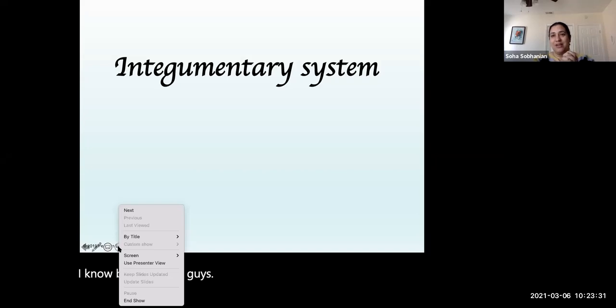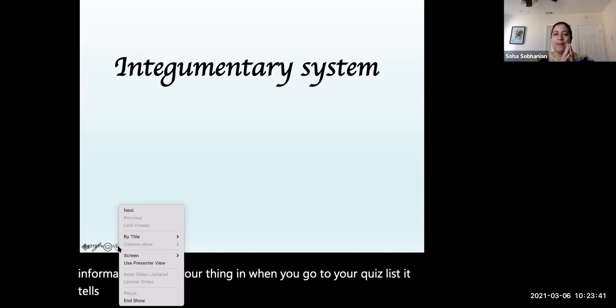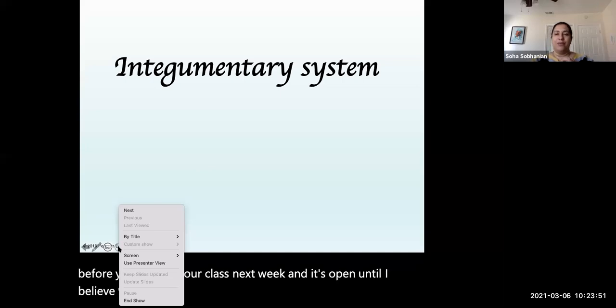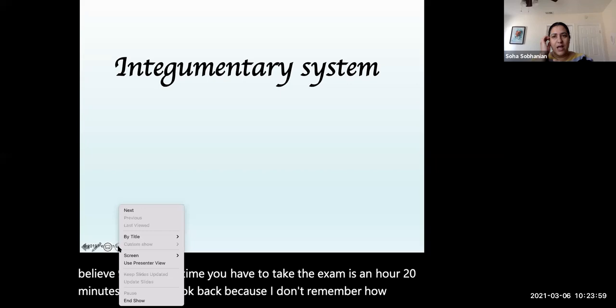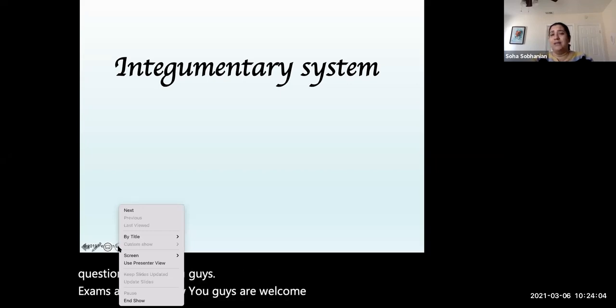As I mentioned earlier, you can also find that information in your course site. When you go to your quiz list, it tells you when the exam is open. It opens about 2 minutes before the start of your class next week, and it's open until I believe 9:40. But the time you have to take the exam is 1 hour 20 minutes. I have to look back because I don't remember how many questions I gave you guys. The exams are open note. You're welcome to take the exam anytime using any of your notes.